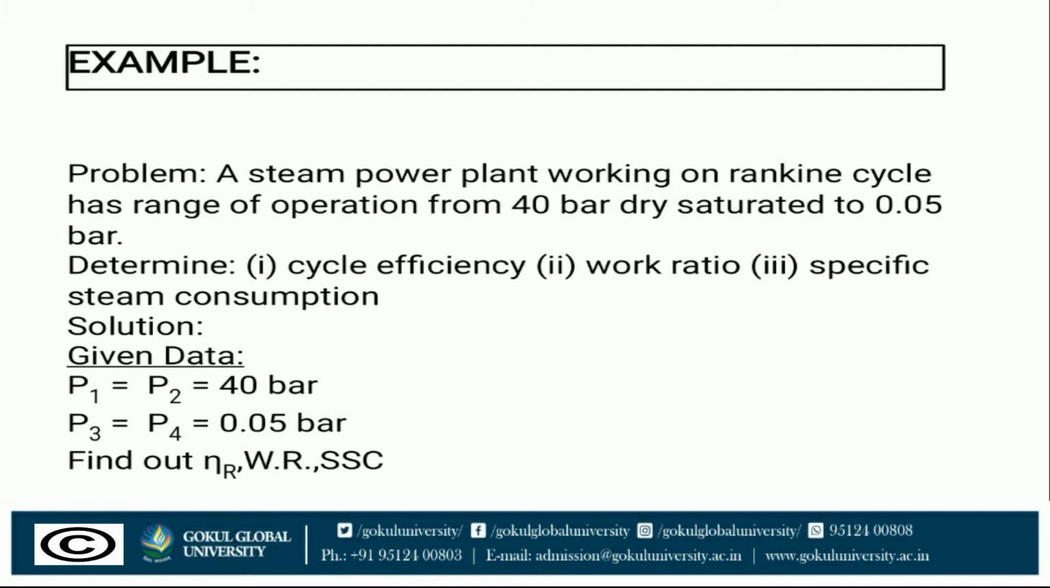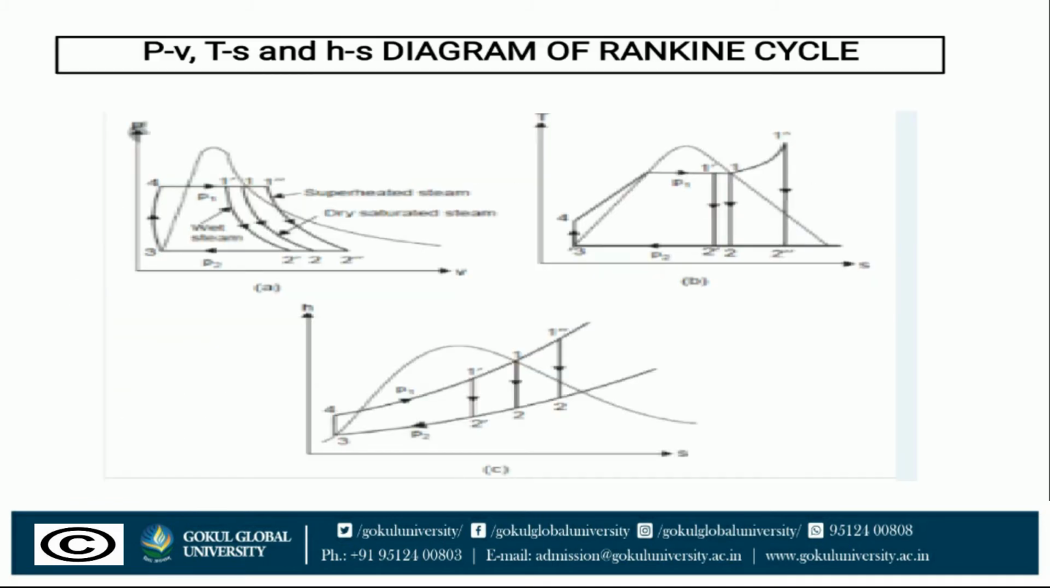The given data is P1 = P2 = 40 bar, P3 = P4 = 0.05 bar. Also find the Rankine cycle efficiency eta R, work ratio WR, and specific steam consumption SSC. First of all, draw the pressure versus volume diagram, temperature versus entropy diagram, and enthalpy versus entropy diagram.